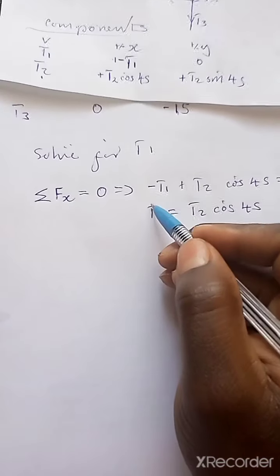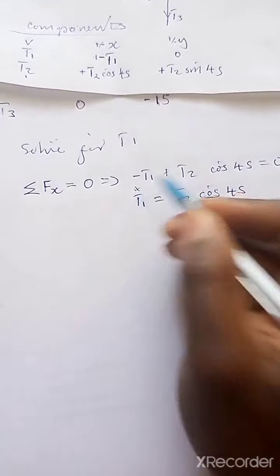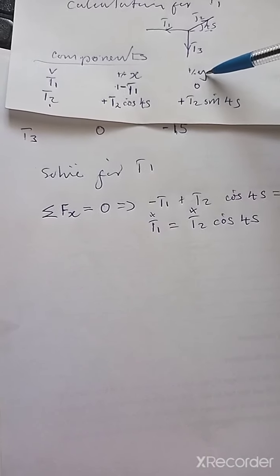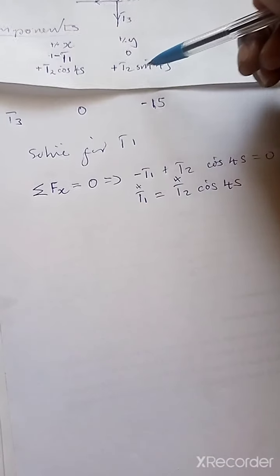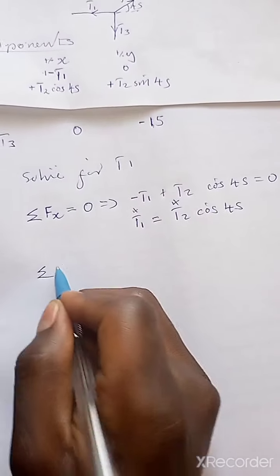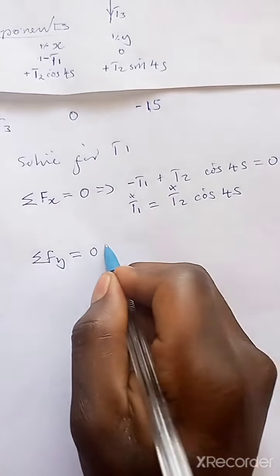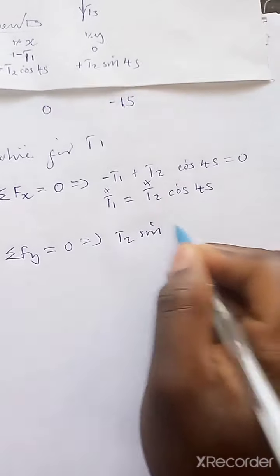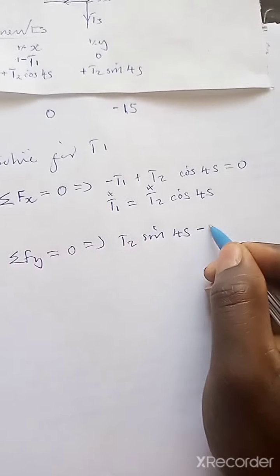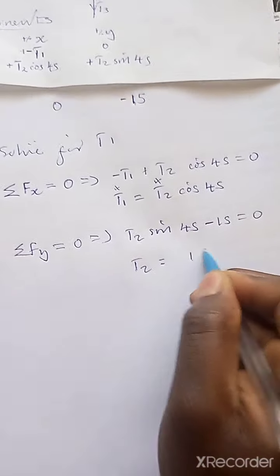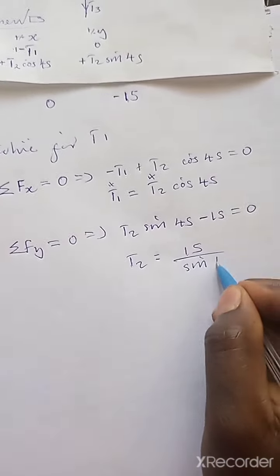At this point, we notice that we don't know T1, we also don't know T2. Therefore, we can now go back and look at summation of forces in the y. We see that we have T2 as the only unknown in this equation. So summation of forces in the y is equal to 0, which implies that T2 sine 45 minus 15 is equal to 0. This simply means T2 is equal to 15 over sine 45.